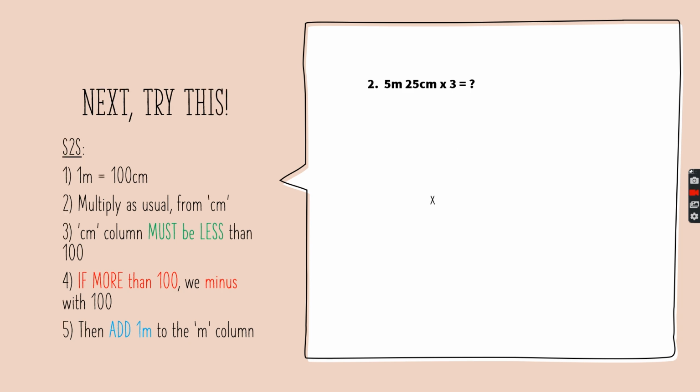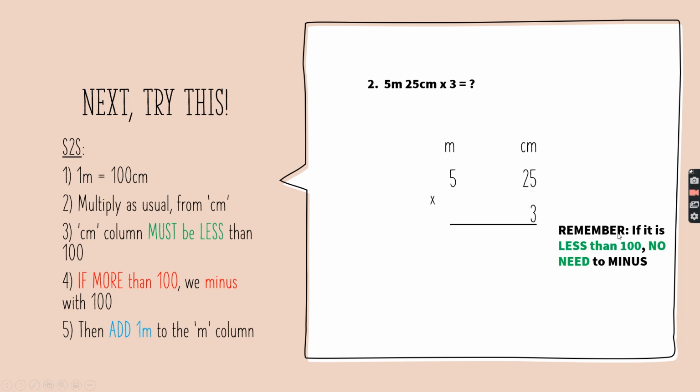Next, you can try this one. 5 meters 25 centimeter times 3. Rewrite that in column format and start off with multiplying the centimeters column. So we have 25 times 3 here. Do it one by one. 3 times 5 gives you 15. You plus 1 over here. 3 times 2 is 6 plus 1.